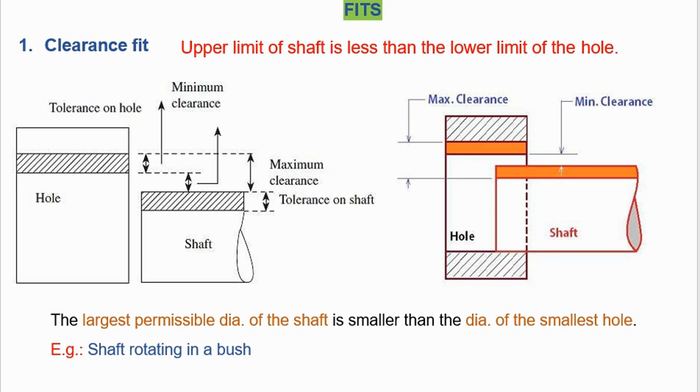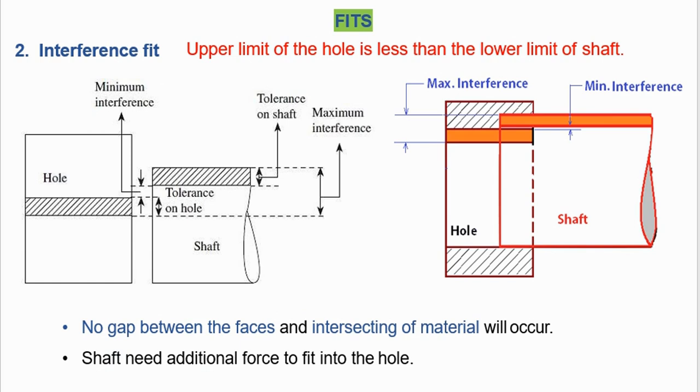Similarly, if we discuss interference fit, in an interference fit the shaft size is marginally bigger than the hole size, so that results in an interference fit. Wherever you see objects which are very tightly fitted or press fitted, that is an example of interference fit. As the shaft size is more than the hole size, the shaft has to be pushed or forced inside the hole, which results in an interference fit.